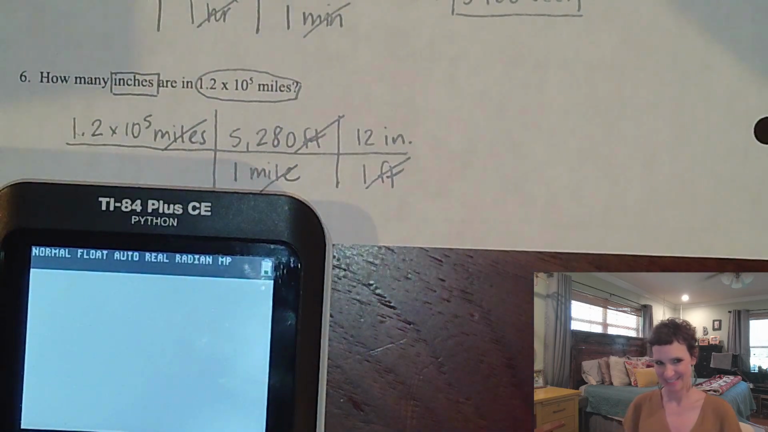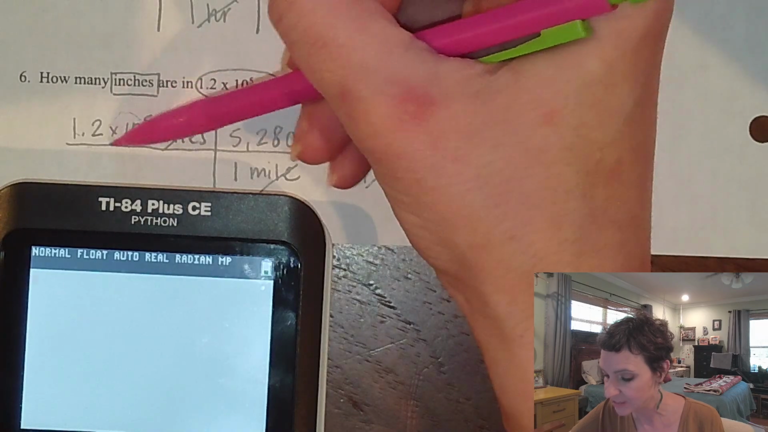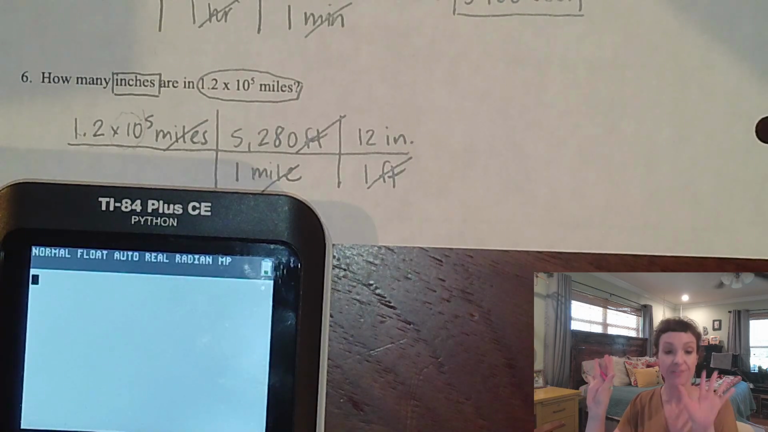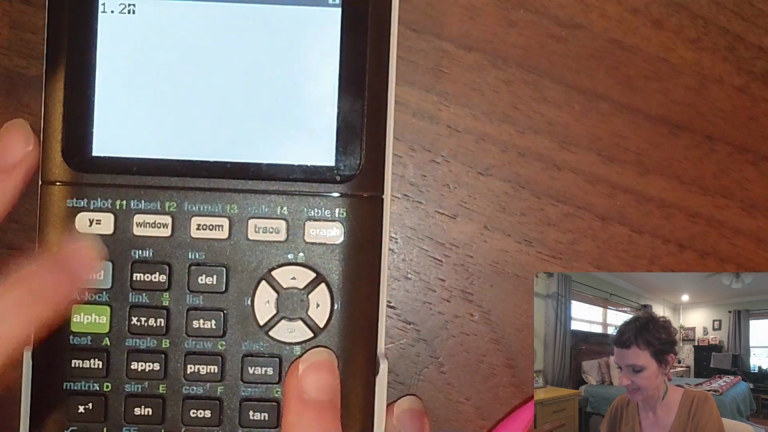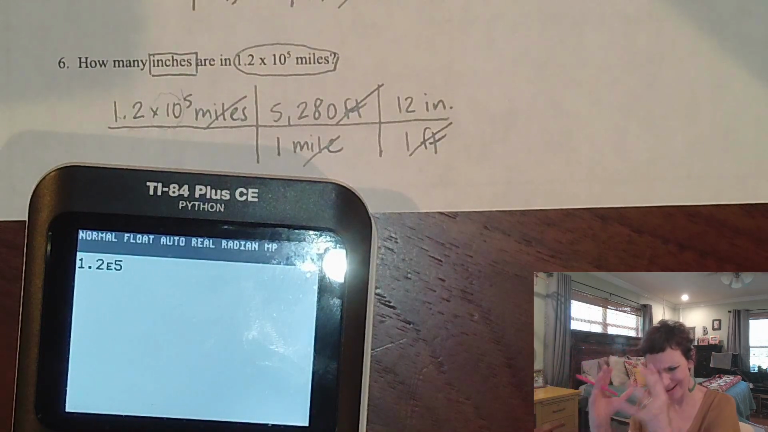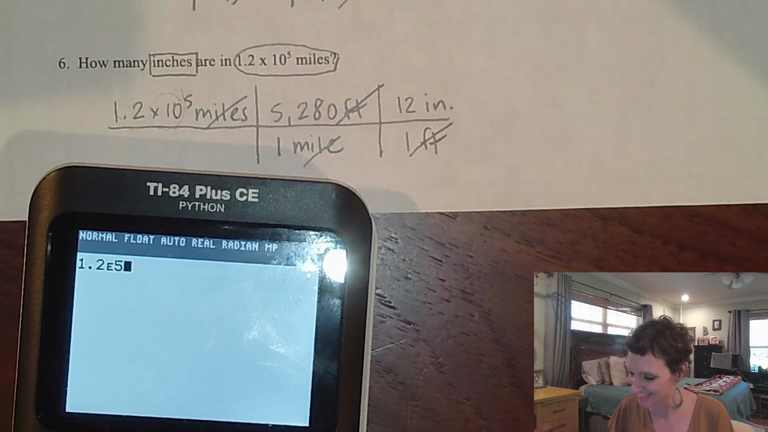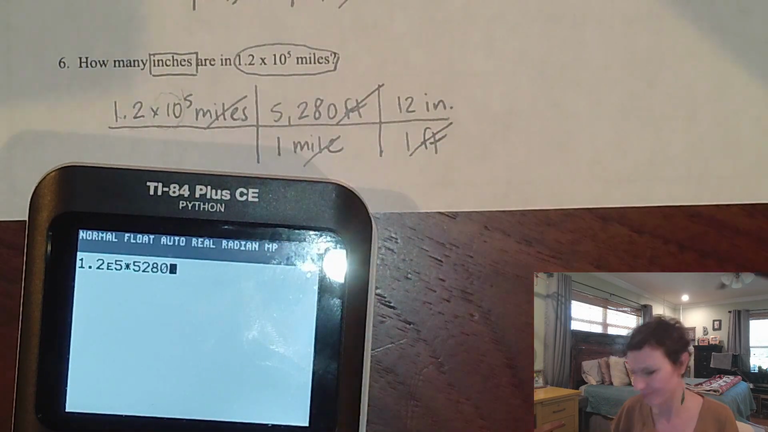You're like, oh, with the scientific notation of it all. That's okay. Remember, guys, our E button takes the place of the times 10 to the. So you just write 1.2 E and whatever that exponent is, which in this case is a 5. So I have 1.2, you hit the second E button, and then type in 5. Okay, that is good. Now, what am I multiplying that number by? Times 5,280, and times 12.